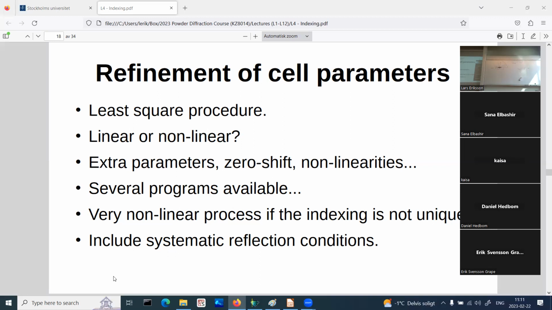It could be very non-linear if the indices are not unique, or if they change. If we have a unit cell and a set of diffraction lines, we refine the unit cell, and then if the set of indices changes, then you're in trouble. You need some kind of damping, maybe, but this is a problem. Some software managed to solve it.